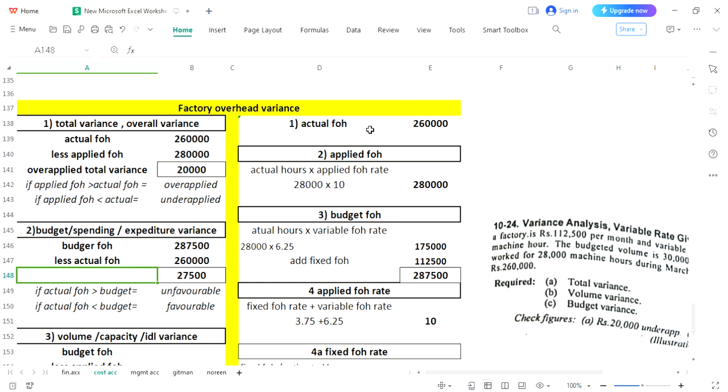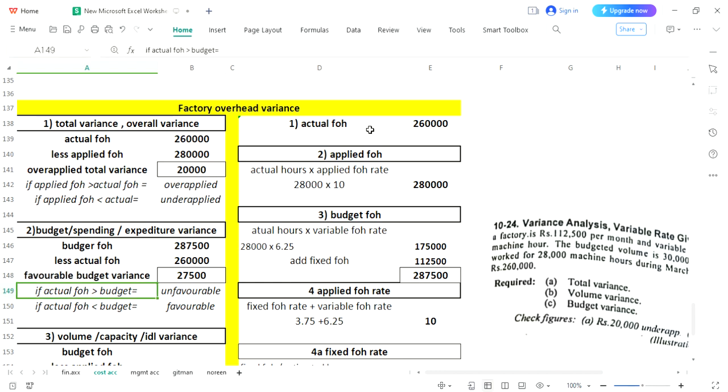For that we will focus upon actual. Actual was 260, budget was 287, so it means actual was less. Whenever you are spending less, it will always be in your favor, so it is a favorable budget variance. Let me correct the spelling. It is budget variance.